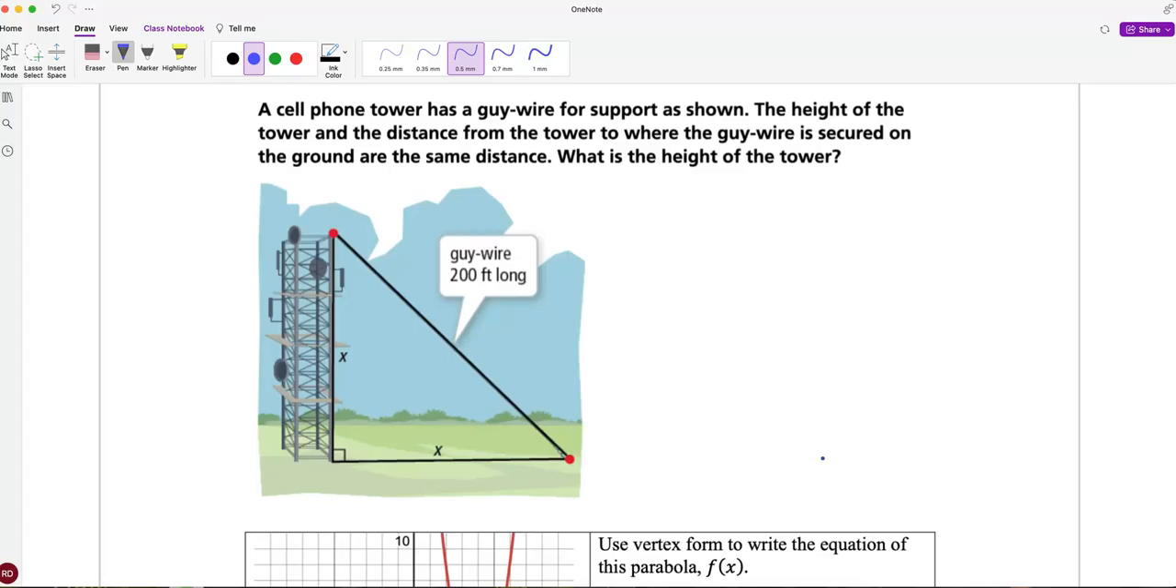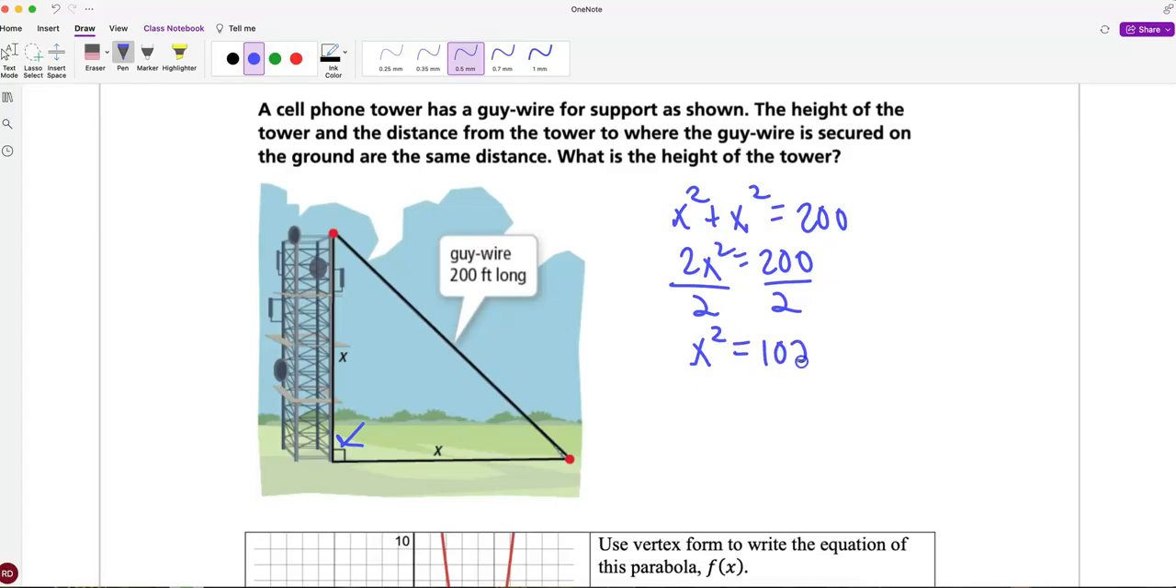A cell phone tower has a guy wire for support as shown. The height of the tower and the distance from the tower where the guy wire is secured are the same distance. Those are labeled there. What is the height of the tower? So I've got this right angle here, Pythagorean theorem. What is it? X squared plus x squared equals 200. 2x squared equals 200. Divide by 2. X squared equals 100. Now take the square root of both sides. X is plus or minus the square root of 100. X equals plus or minus 10.